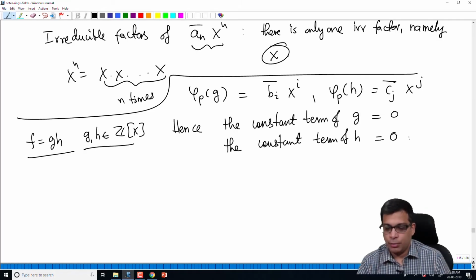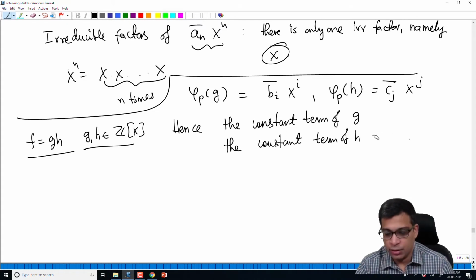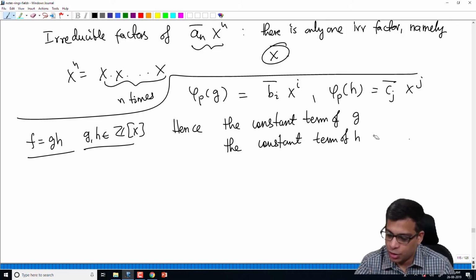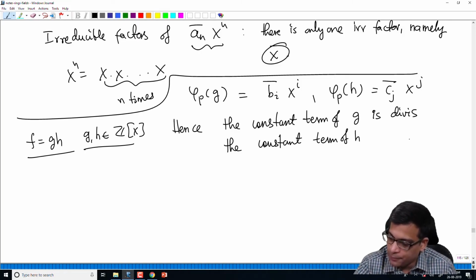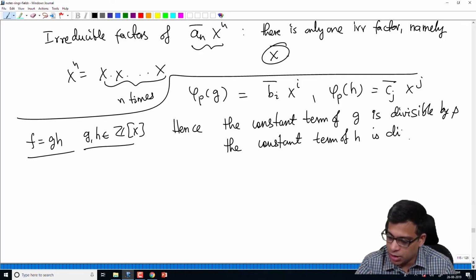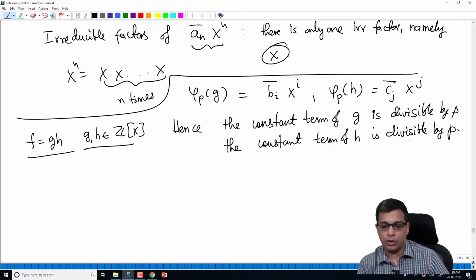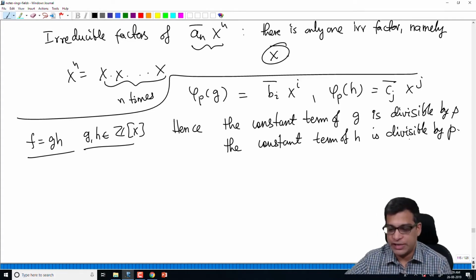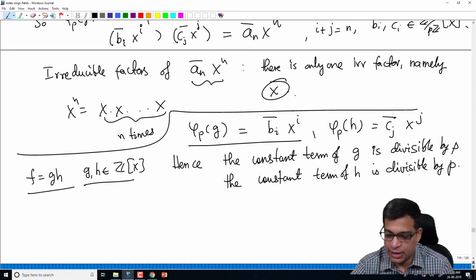Why is this? Because, sorry, this is not 0. I cannot say that. Constant term of phi pg is 0. Constant term of phi ph is 0. So what we can say is constant term of g is divisible by p. That's what I should say. Similarly, constant term of h is divisible by p. So you have a polynomial g. When you go modulo p, the constant term disappears, right? Because phi pg is equal to bi x^i.